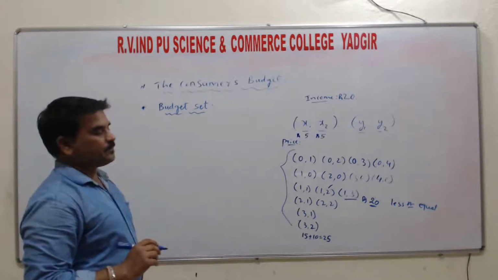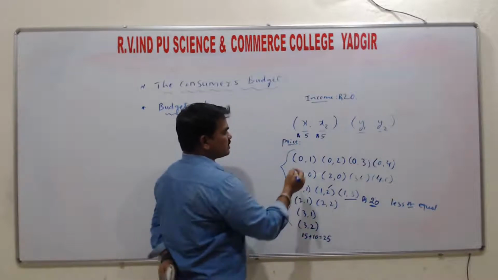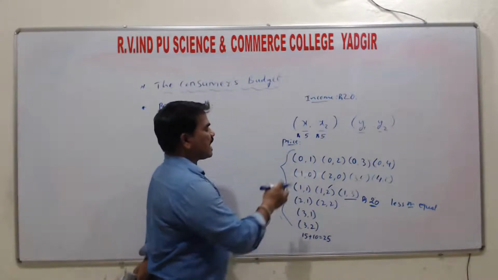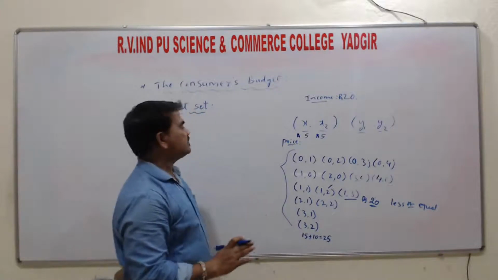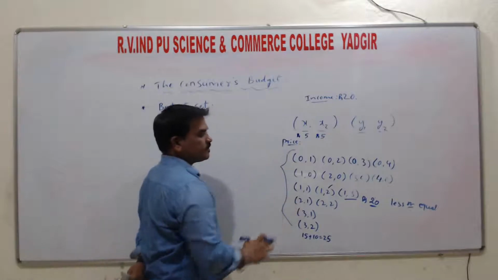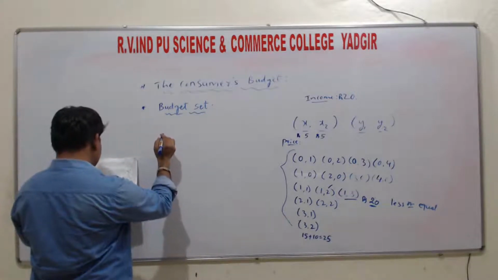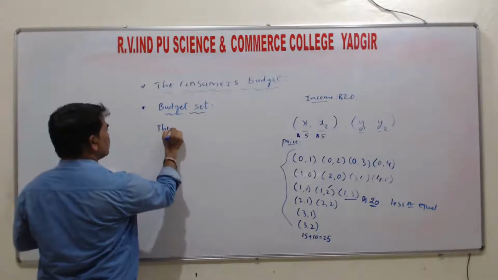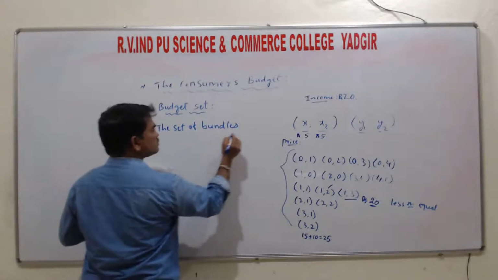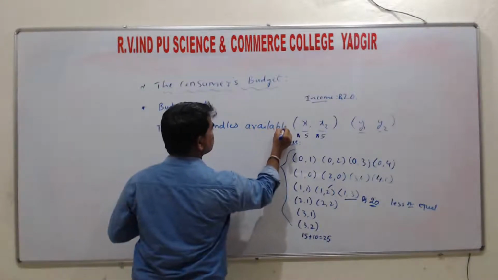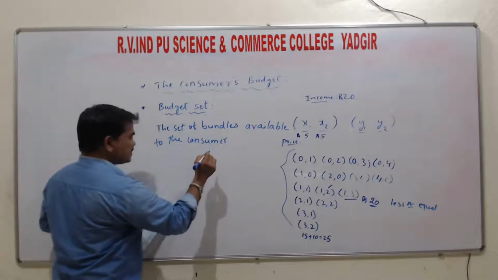What do you mean by budget set? As we already made these bundles which include two commodities, two goods, and the price is given of each good, whatever sets of bundles we made, we call it budget set. The sets of these bundles we call budget set. Now we'll put this budget set in this way: the set of bundles available to the consumer is called budget set.